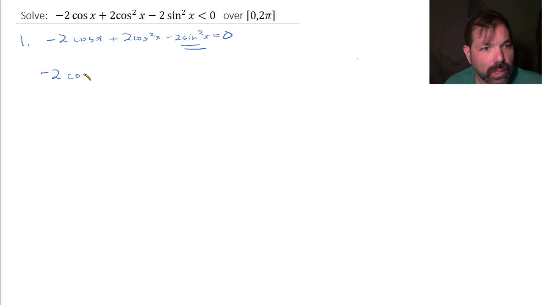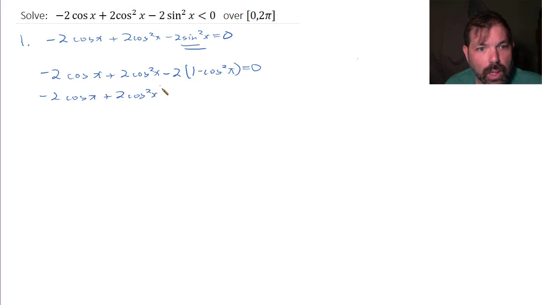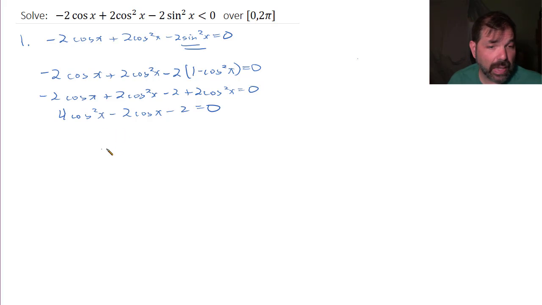Let's replace the sine square x with an identity. So negative 2 cosine x plus 2 cosine square x, and then minus 2 times 1 minus cosine square x, using the Pythagorean identity, is 0. So then that's negative 2 cosine x plus 2 cosine square x minus 2 plus 2 cosine square x is 0. So then that's 4 cosine square x minus 2 cosine x minus 2 is 0.